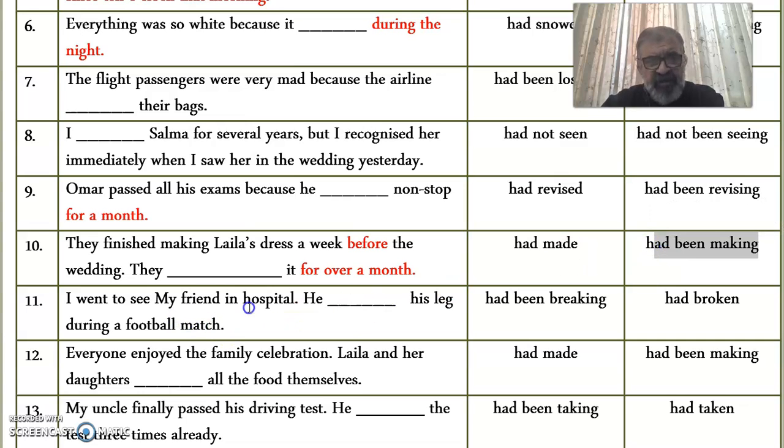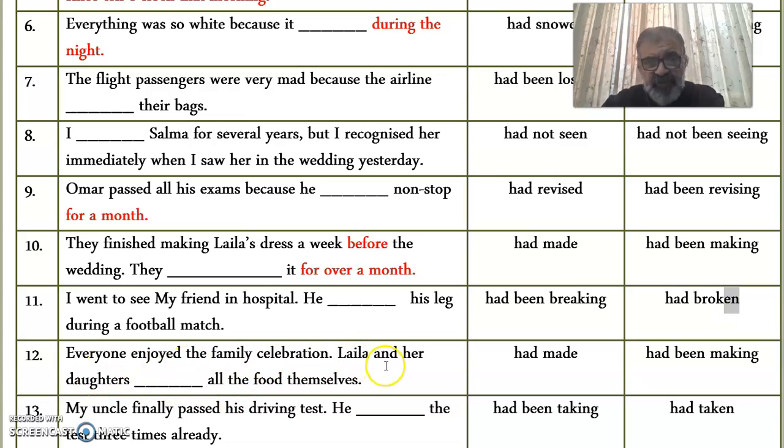I want to see my friend in hospital. You don't say the hospital because you're a visitor. But your friend is in the hospital. He is sick. He's a patient. He had broken his leg during a football match. Although you could think of during as a time indicator, it is not one here. So you can't say breaking. You say had broken. Okay? You can't use it in the past perfect continuous. It should be used in the past perfect.